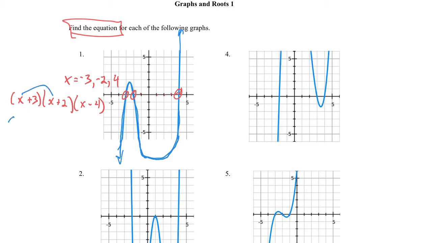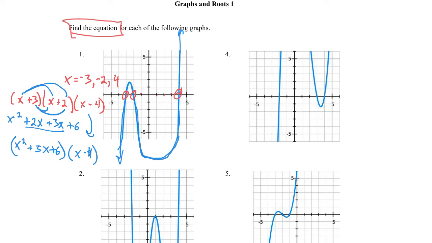So I have x times x is x squared, x times 2 is 2x, and then I move on to the 3. 3 times x is 3x, 3 times the 2 is 6. Combine the like terms there in the middle, so I have x squared plus 5x plus 6. And drop down the third one, and then I'm going to multiply into that.